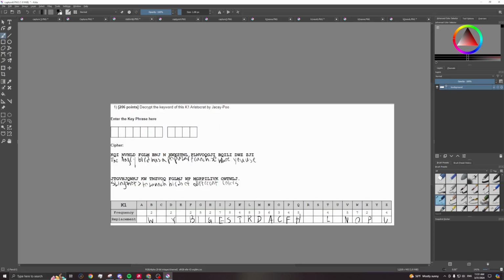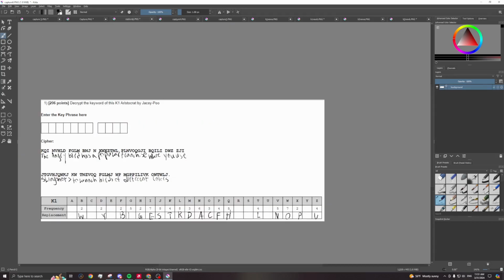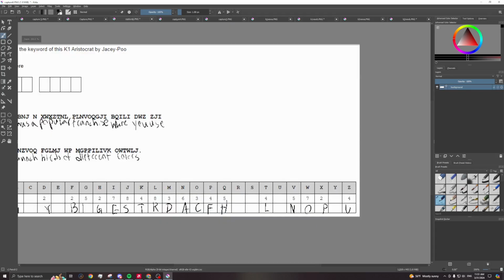Alright, so now we have the table filled in, as you would if you solved this normally. It says the Angry Bird was a popular franchise where you use slingshots to launch birds of different colors. Alright, cool. Okay, so we have this right here. If you notice the interruption, you can probably infer that it's the thing that comes after the Y, and Z would be here.